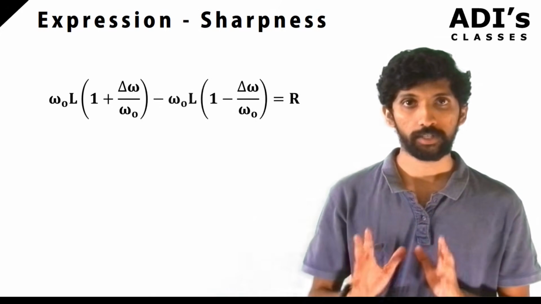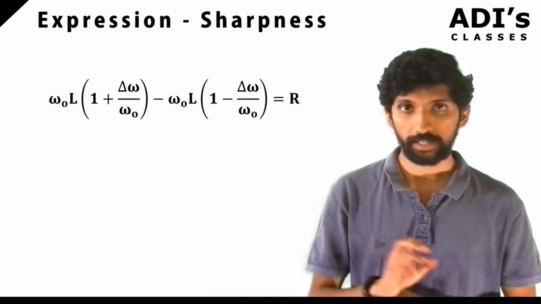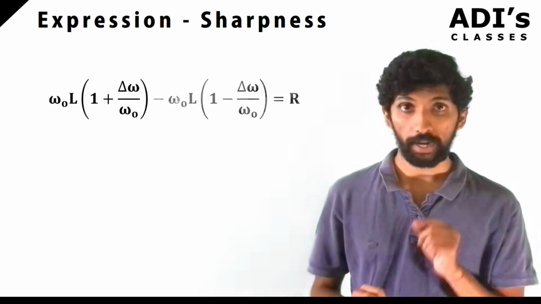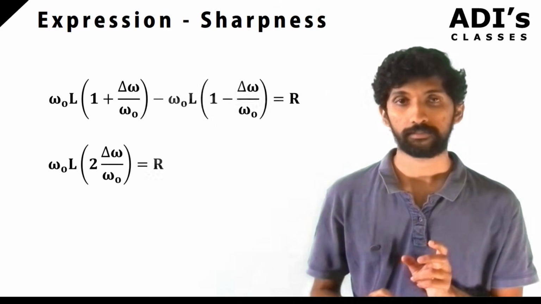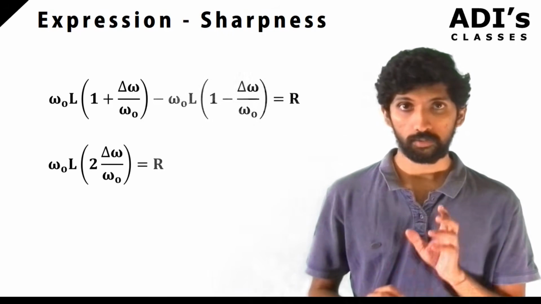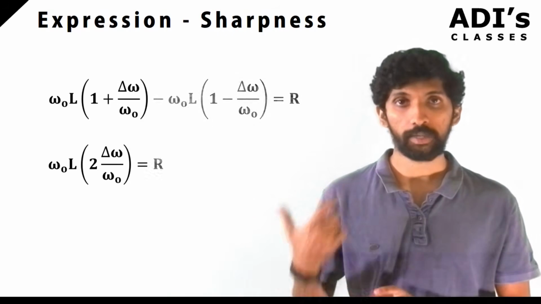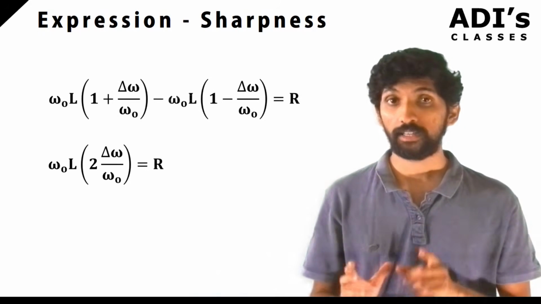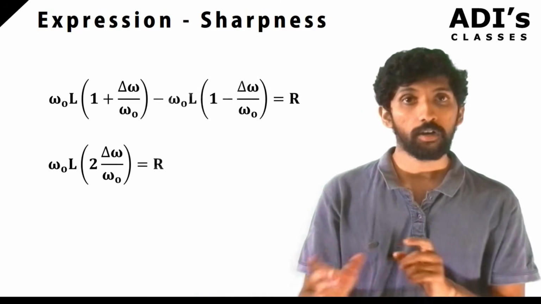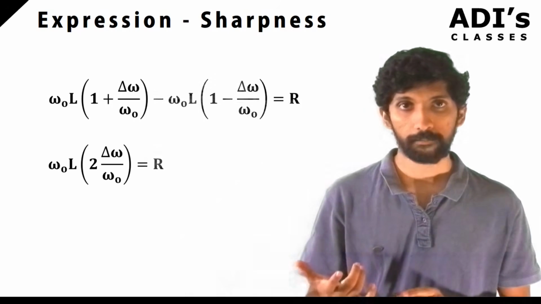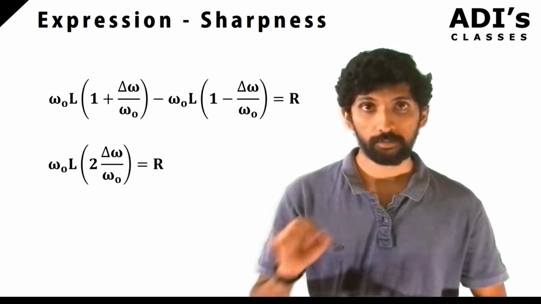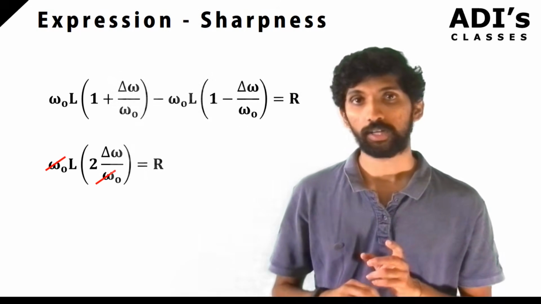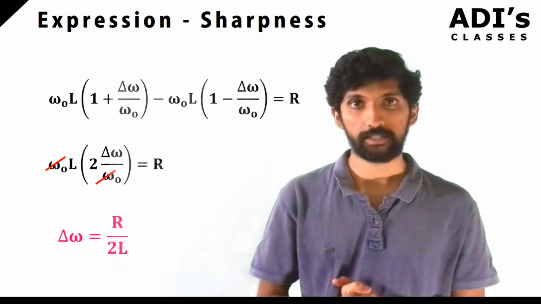So far understood what we are doing? Now what we get here is omega naught L into 2 delta omega by omega naught is equal to R. So far understood? What we have done is taking omega naught L common, with the 1 plus delta omega by omega naught and 1 minus delta omega by omega naught terms, and we are getting this expression. So what we get here is delta omega is equal to R divided by 2L. By simplifying that, you are going to get this.